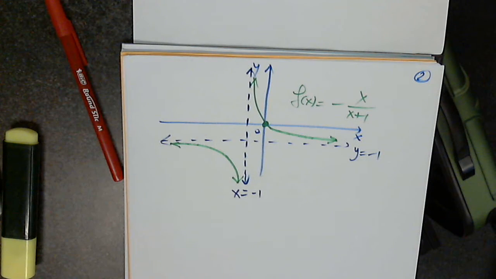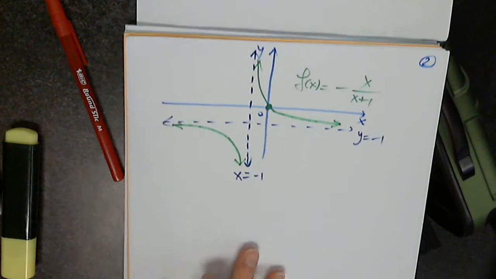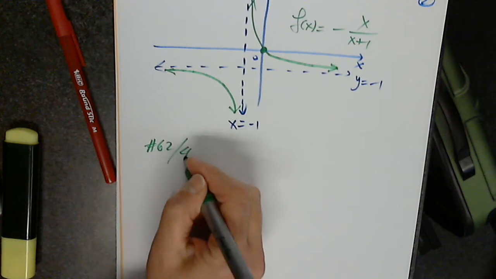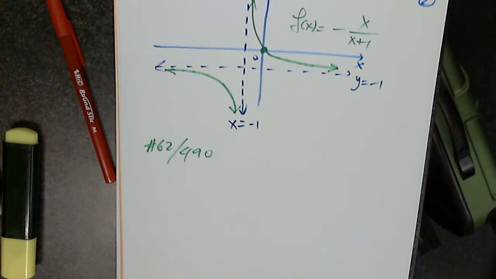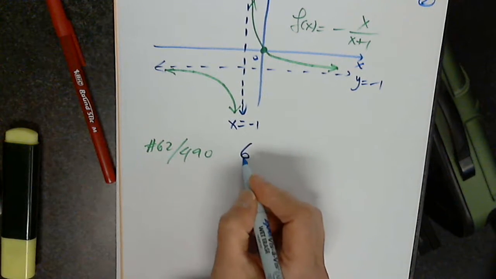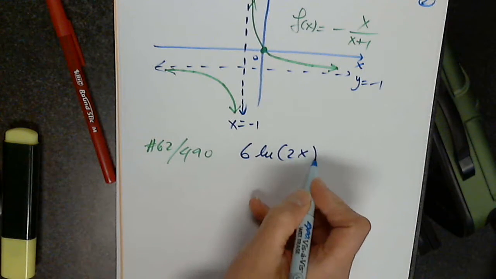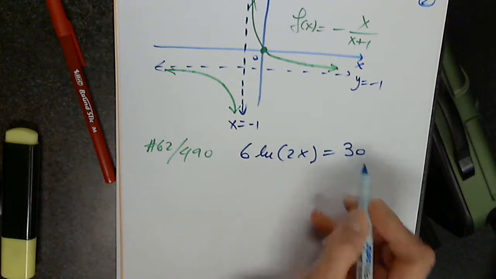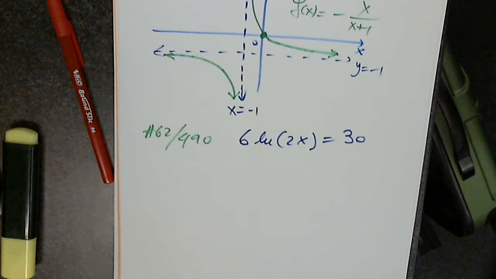Yes, please. Page 490, number 62. Is this a homework problem? I posted homework, and I said either today or Monday. It's up to you. Okay, 62. Very good. So 6, natural log of 2x equals 30. Very good problem. I was going to start with chapter 4 anyway.